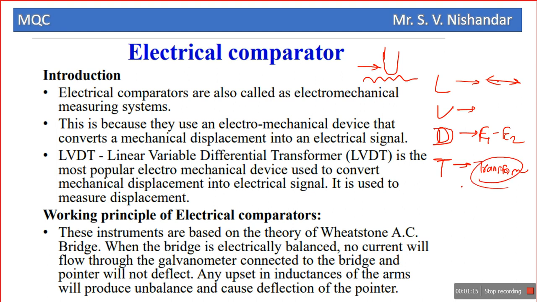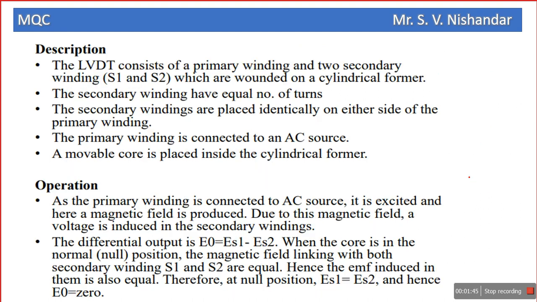Why is it called transformer? Because we have to use the primary winding and the secondary winding here. So we can measure linear displacement, and also the variation in distance, with the output directly in terms of the difference of EMF induced in the coils S1 and S2. The T is the working principle, where it works like a transformer. So the word LVDT itself gives the whole idea of its working principle.